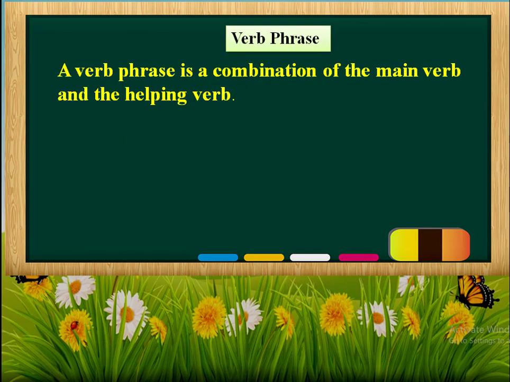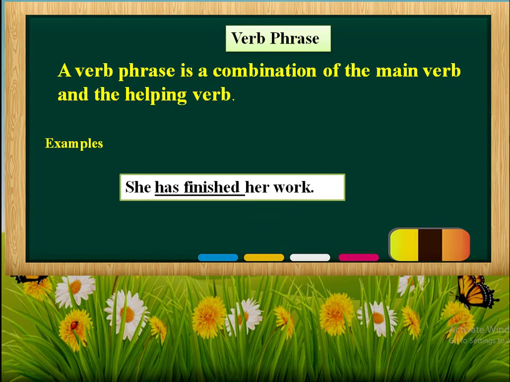Now let's see verb phrases. A verb phrase is a combination of the main verb and the helping verb. For example, she has finished her work. Here, has finished is the verb phrase.